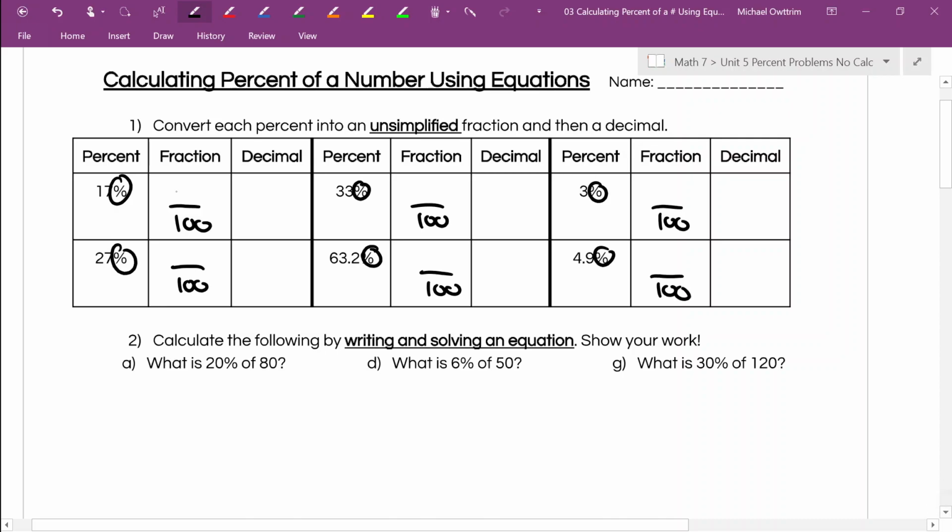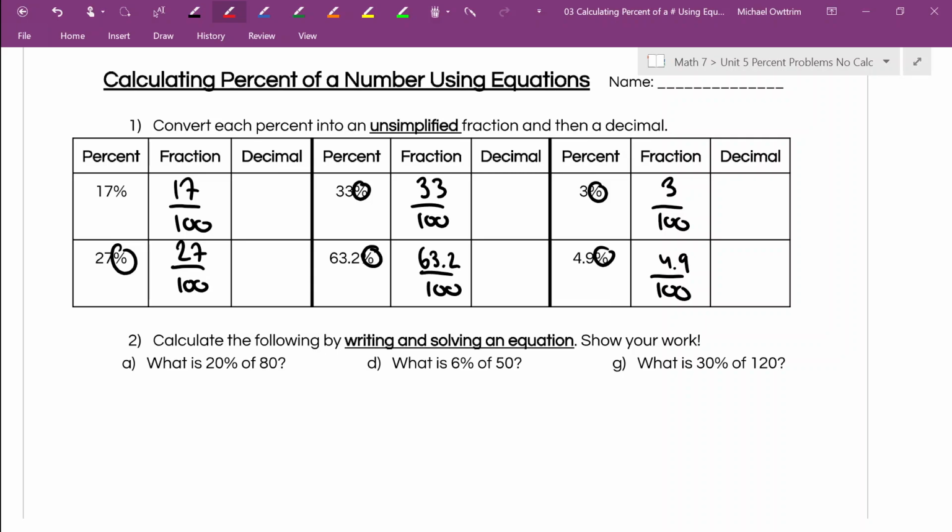And then the tops are all just whatever number we had, right? So 17%, 17 out of 100, 27%, 27 out of 100, 33 out of 100, 63.2 out of 100, 3 out of 100, and 4.9 out of 100.